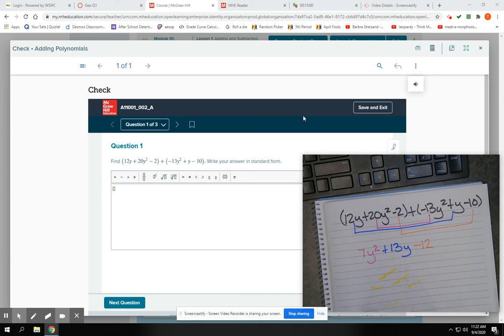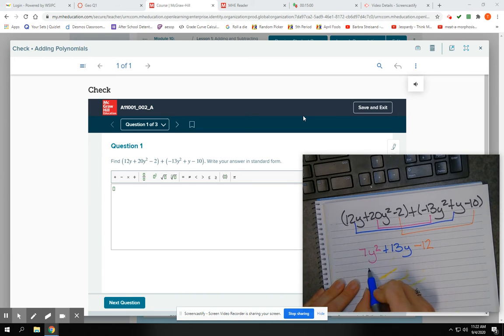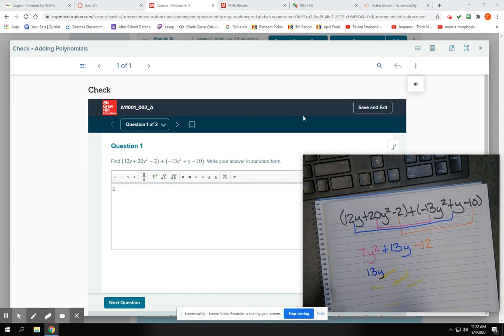Like I said, if you had it written this way, 13y plus 7y squared minus 12, you're not completely wrong, but you have to remember to take this and move it out front so that you have it in standard form, okay? Questions?